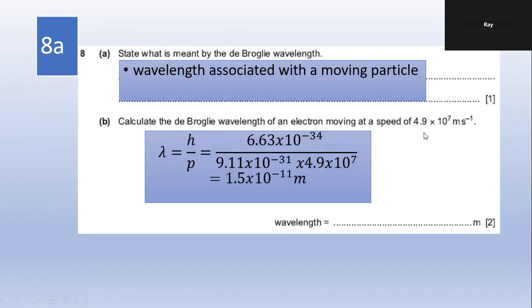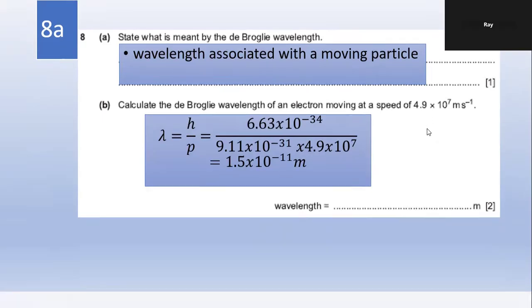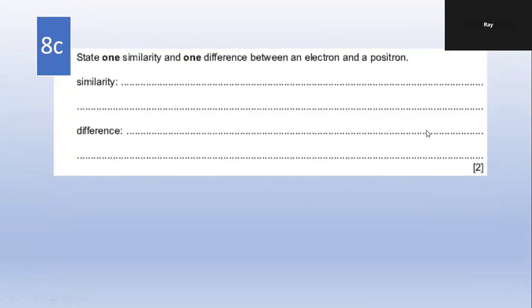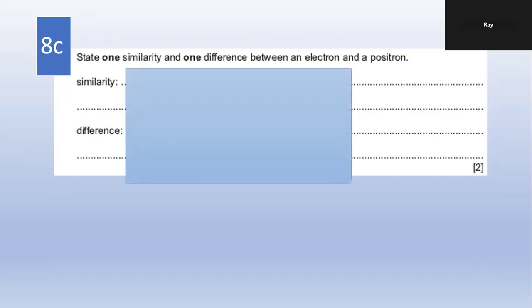Any comment? Anything not clear? State one similarity and one difference between electron and positron. What's the similarity? Both have the same mass. Okay, good. The difference: one is negative, one is positive. The electron is negative. Okay, good.